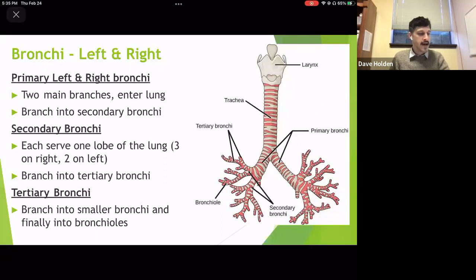Primary left and right bronchi are the two main branches that enter the lungs. They branch into secondary bronchi, those would be all the midpoints. And then you have tertiary bronchi, which are the small little stems at the ends. Each of your secondary bronchi will serve one lobe of a lung, and lungs have a set number of lobes. You have 2 lobes in your left lung, 3 lobes in the right lung.